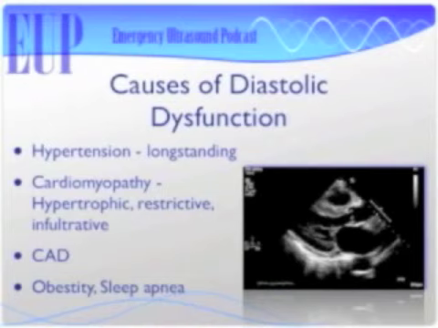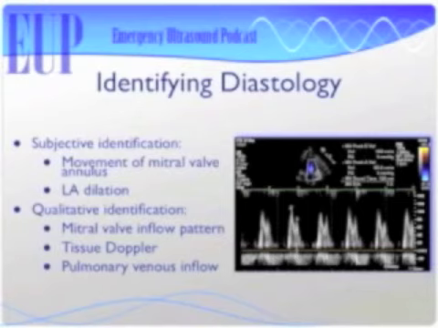So identifying diastology, we're going to have to go through this kind of slowly because it's sort of crazy and there's a lot to do. But basically we're going to be looking at the movement of the mitral valve annulus. That's one of our subjective causes of diastolic dysfunction. We're going to look at left atrial dilation. That's also a subjective cause. And then there are qualitative identification procedures that are probably more important in the long run because we really want to be able to tell our cardiologist, look, it's really bad or it's not that bad. To do that, we're going to talk a little bit about using pulse wave Doppler and evaluating the speed at which blood cells run into the left ventricle and the speed at which that base of the heart descends.